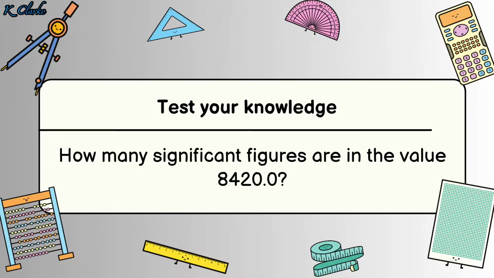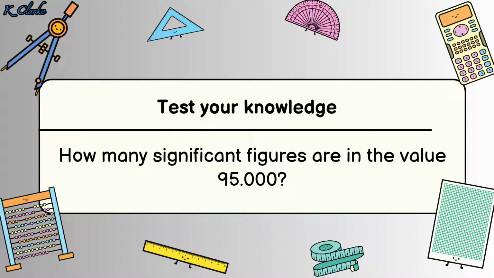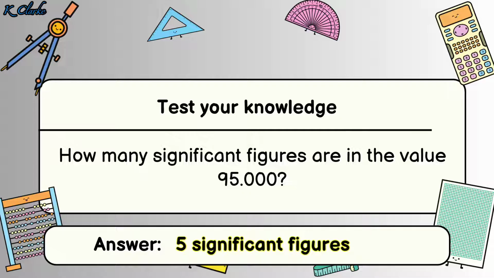Here's a question. How many significant figures are in the value 8420.0? The answer is 5 significant figures. How many significant figures are in the value 95.000? The answer is 5 significant figures.